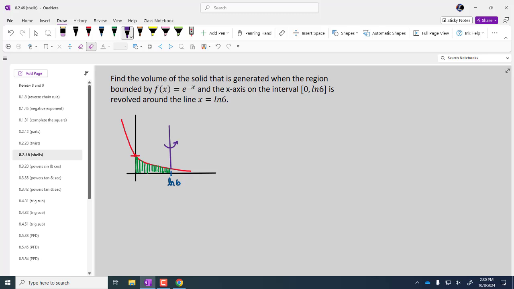Like, obviously, if we created a rectangle, it wouldn't matter which way we rotated it. But if you have a curved boundary, you are not going to get the same volume. You will get two different numbers. Which one's going to be bigger?